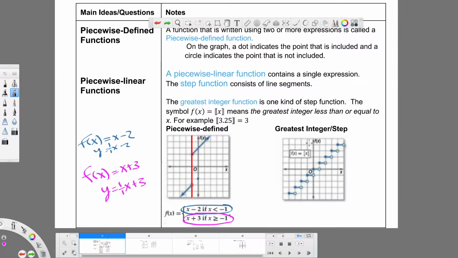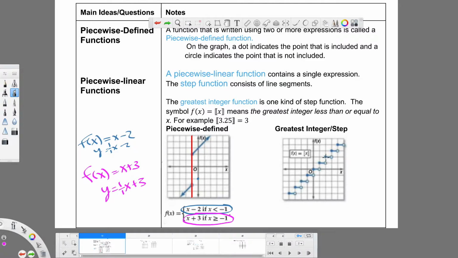Greatest integer step function. So this is the function of x, or f of x, is the greatest integer less than or equal to x. So I would plug in a number. If I plugged in 0, it would be 0. And I'd step over 1. And then if I plugged in 1, it would be 1. So it's just one step over. That's all it is on all of these. So it's just a cute little step here, and it's always closed, open, closed, open, closed, open.